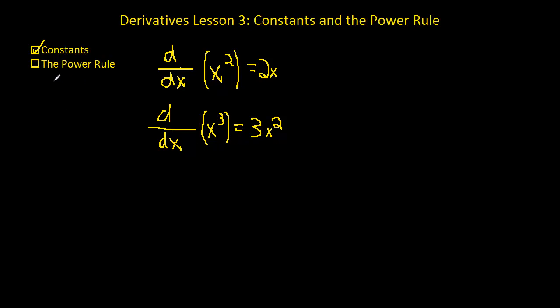Now, the power rule is simply a definition. It says d by dx of x to the n equals n times x to the n minus 1.